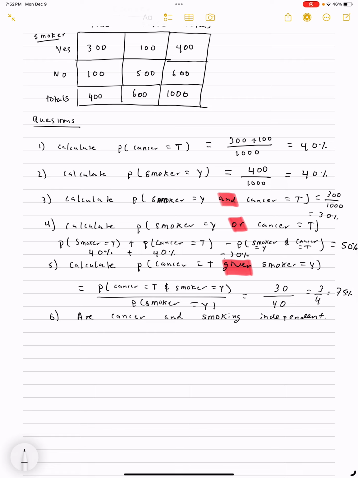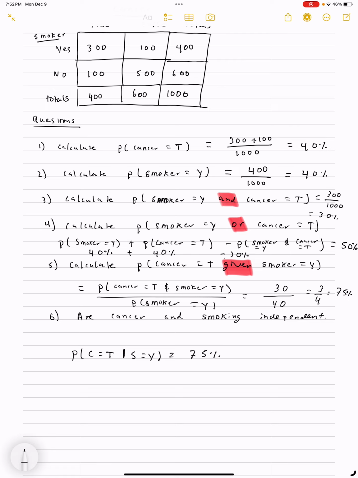Now, this question asks, are cancer and smoker independent? Well, there's an easy way to check that. One way is just with conditional probability. So the conditional probability that cancer is true, given, and given can be represented with that bar, given that they are a smoker. So smoker equals yes. Okay, we found that to be 75%.